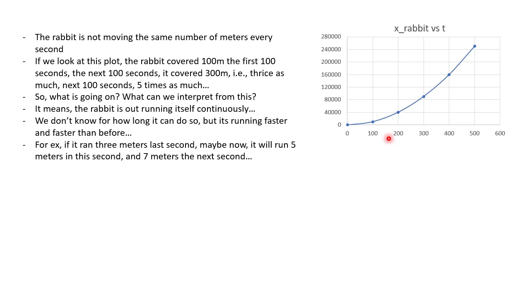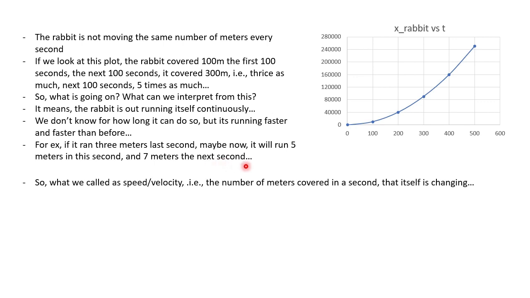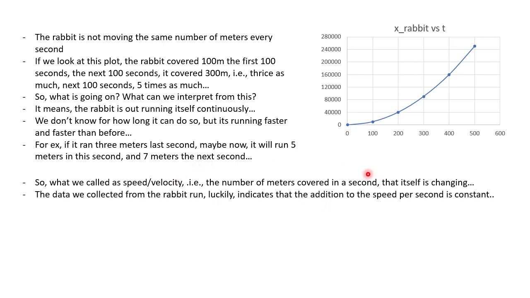So for example, if it ran 3 meters the last second, maybe now it will run 5 meters in this present second, and then 7 meters in the next second. So what we call speed or velocity here, the number of meters that the rabbit traveled in a second, that itself is changing. The data we collected from the rabbit run luckily indicates that the addition to the speed per second is a constant.